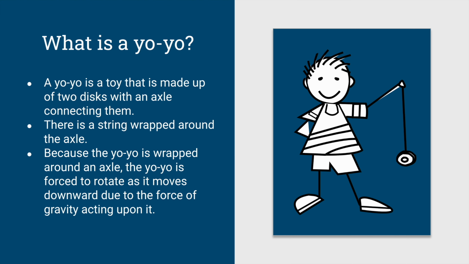So what is a yo-yo? A yo-yo is a toy that is made up of two discs with an axle connecting them. There is a string wrapped around the axle. Because the string is wrapped around the axle, the yo-yo is forced to rotate as it moves downward due to the force of gravity acting upon it.